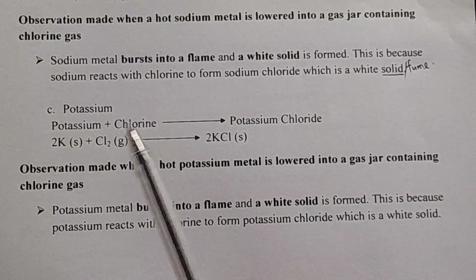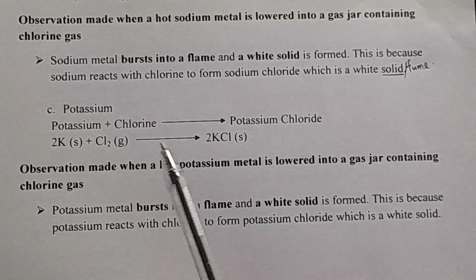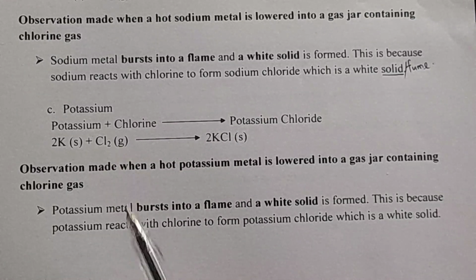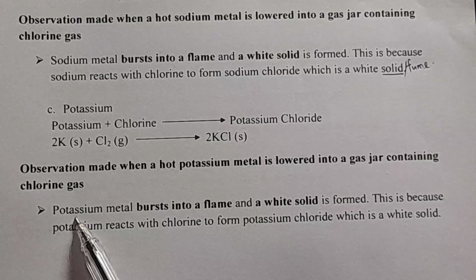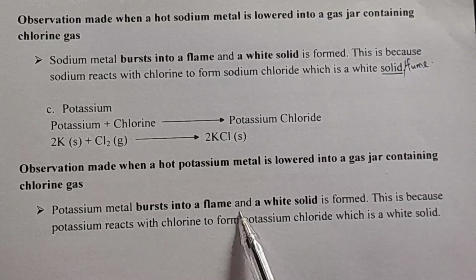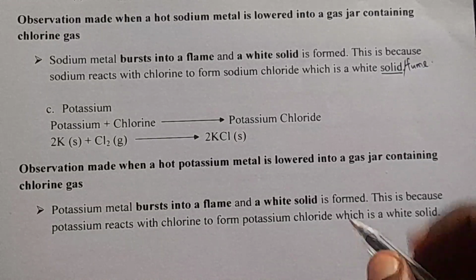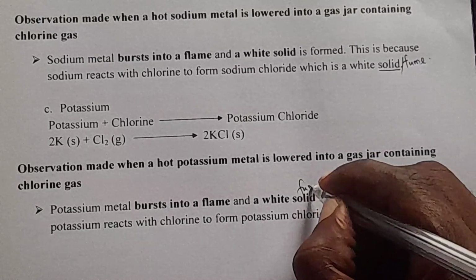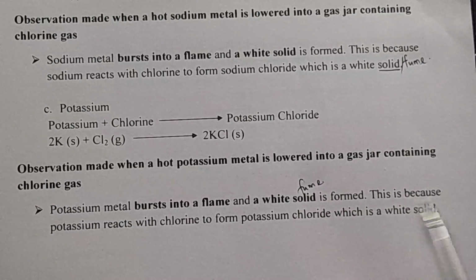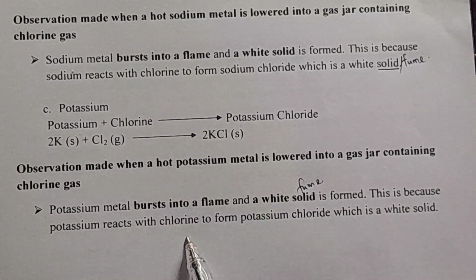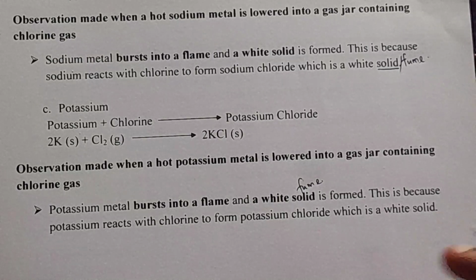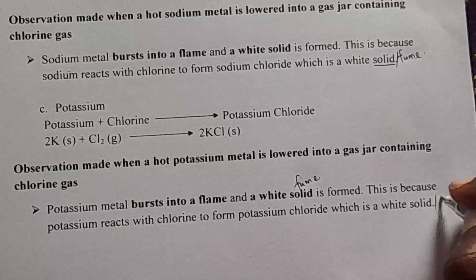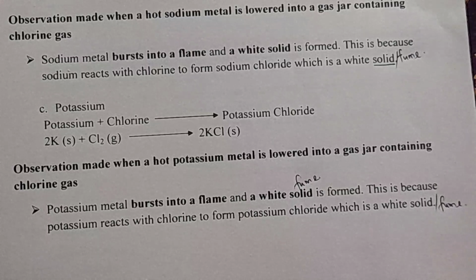So what about the observations made when hot potassium metal is lowered into a gas jar containing chlorine gas? We are seeing potassium metal bursts into a flame and a white solid or a white fume of potassium chloride is formed. Reason? This is because potassium reacts with chlorine to form potassium chloride, which is a white solid or a white fume. That's the end.